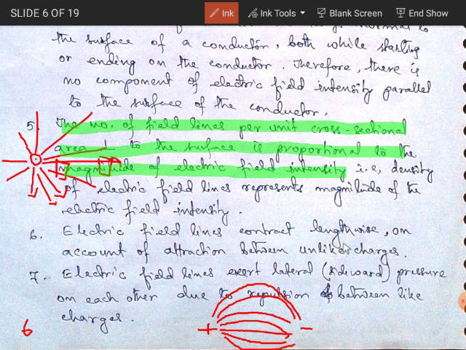Got it? This is due to the unlike charges attracting each other. But in the case of this number 7, they have lateral pressure. Lateral means sidewise, okay? So sidewise they will repel each other, one another. That represents like charges repelling each other.